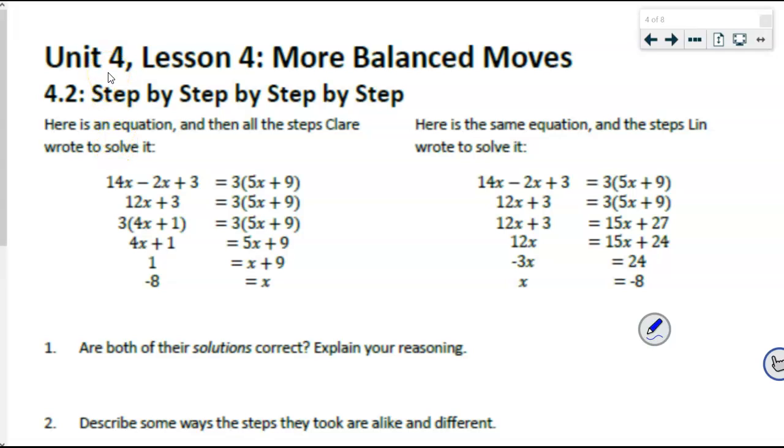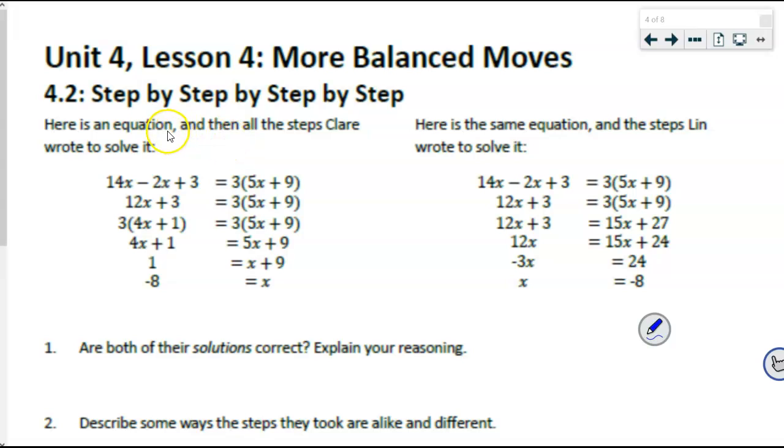Unit 4, Lesson 4, more balanced moves. So, step by step by step by step is what this one is called. Because as you have seen, just like on our warm-up, these are multiple step equations. There's a lot of steps involved in the simplifying and then multiple steps involved in the solving process.